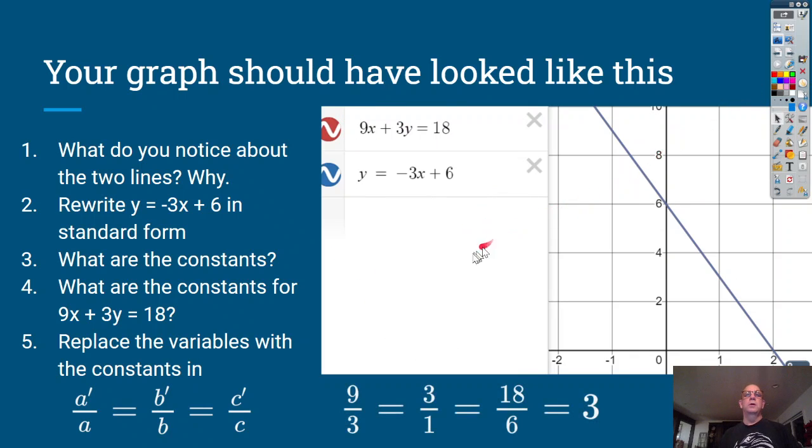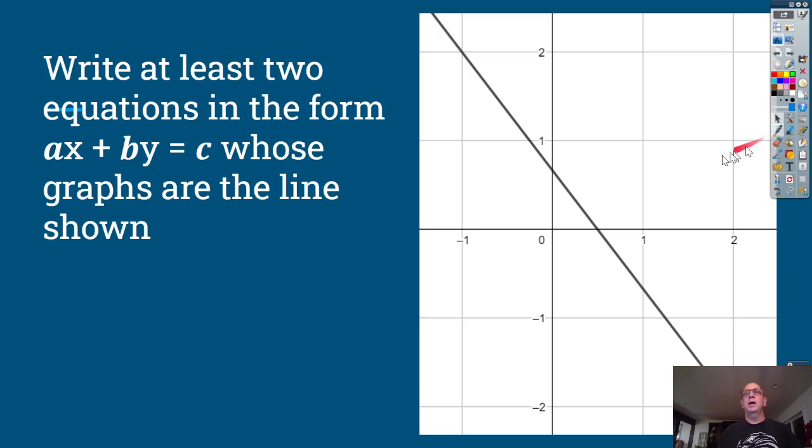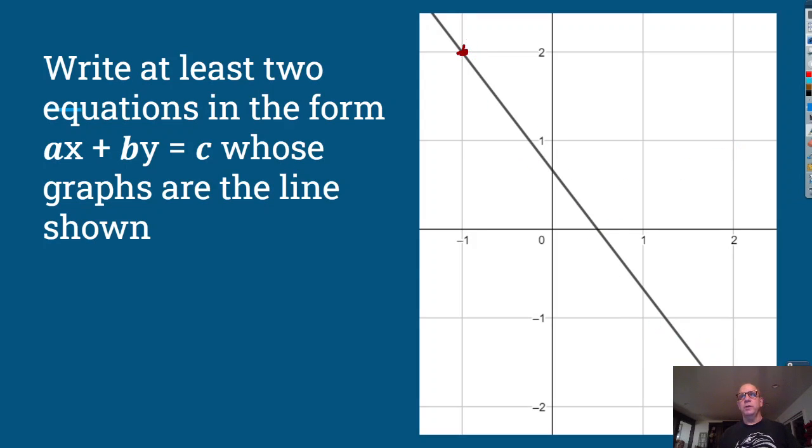All right? So let's write two equations in the form ax plus by equals c, whose graphs are on this same line. Right? So first we have to create one of the equations. To create the equations, we find 2 points on the line and find the slope between those 2 points. So this is -1, 2, and this is 2, -2.